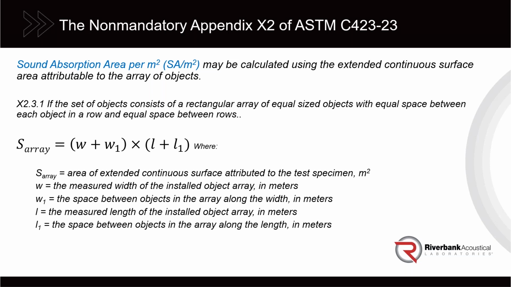So anyway, right now we have it defined for sets of objects in a rectangular array, meaning equal spacing between rows and equal spacing between objects in a row. So that could be vertical or horizontal. It doesn't have to be vertically suspended array objects. They could be horizontal objects, as long as that spacing is rectangular.